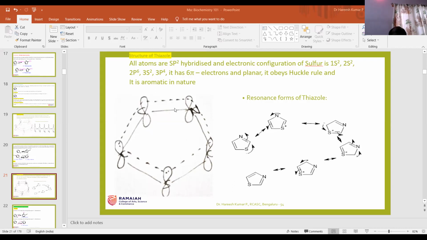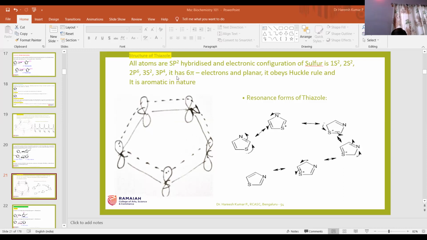Okay, so when you are writing the structure, you can mention that, again here also, the common factor. The common factor is cyclic, planar, conjugated, and obeys Huckel's rule, and it undergoes electrophilic substitution reaction. So this you mention as common.